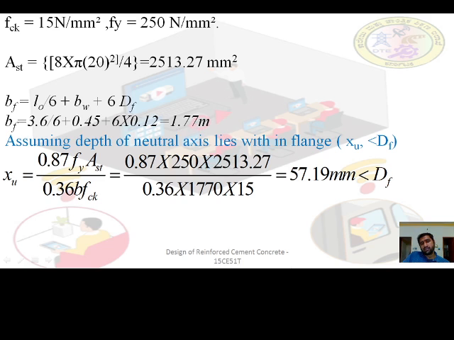From meter we have to convert into millimeter, that is 1770. Meter to millimeter is multiply by 1000, and millimeter to meter is divide by 1000. Then multiply by fck. If I solve this, I will get 57.19. Use the calculator for the numerator separately and the denominator separately, and then divide. Then we will get 57.19 mm.